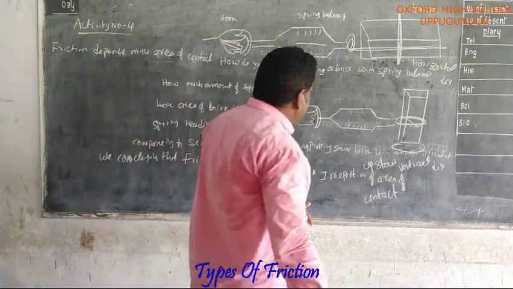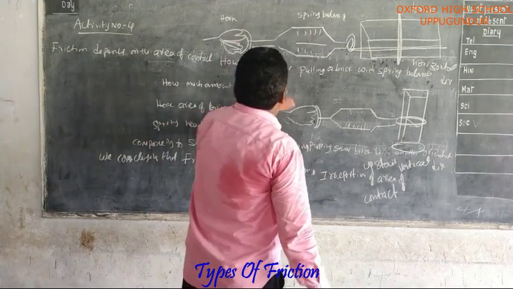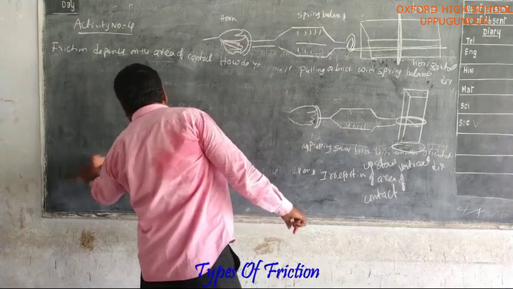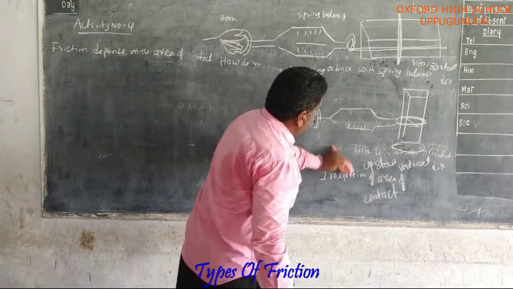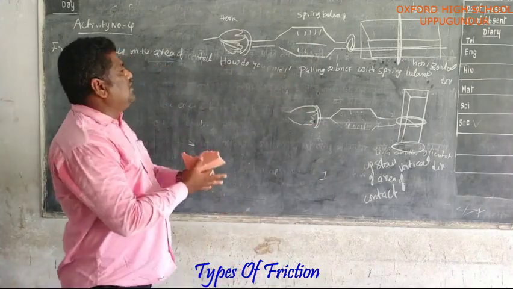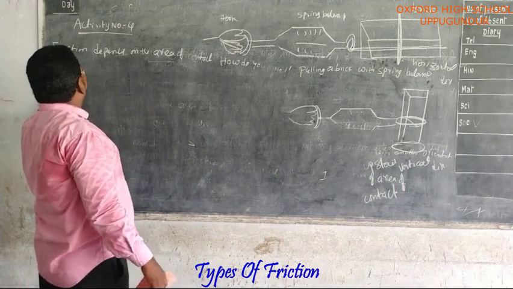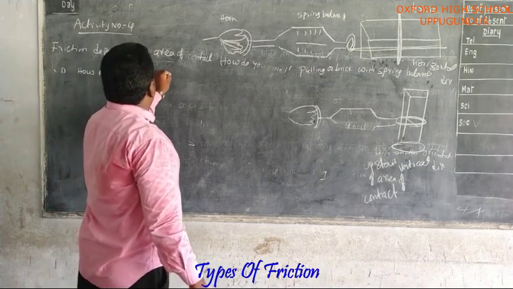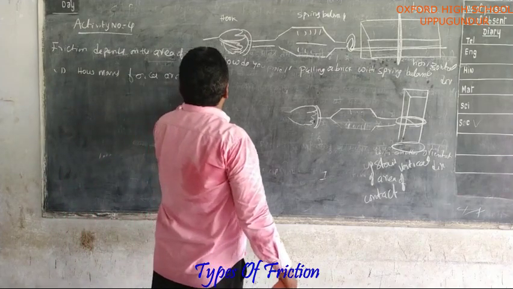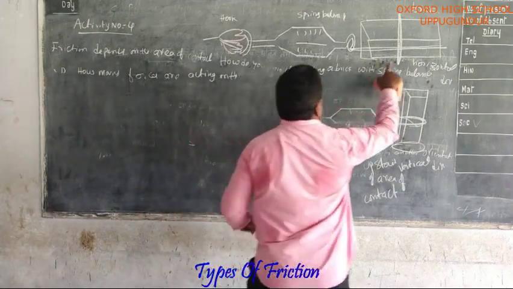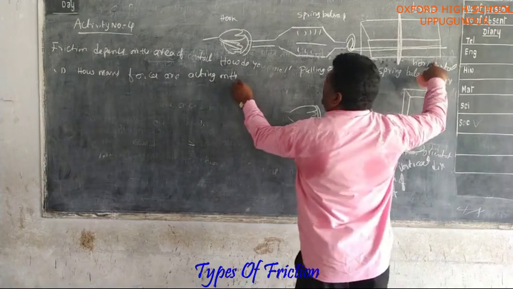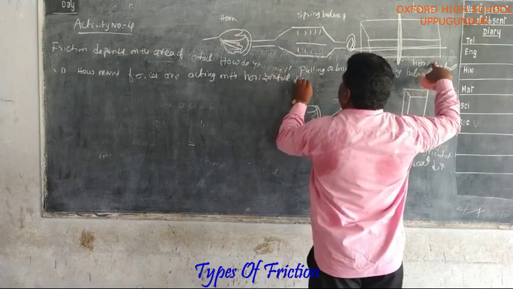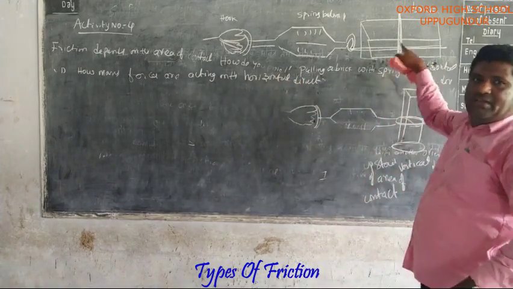Now I will ask some questions on this activity. First of all, how many forces are acting in the horizontal direction in this picture? How many forces are acting horizontally? Mainly two forces are acting in the horizontal direction.